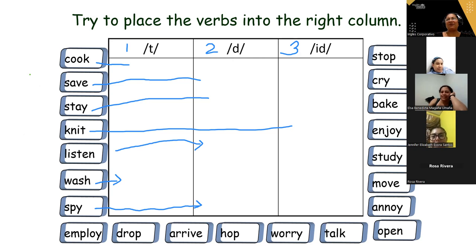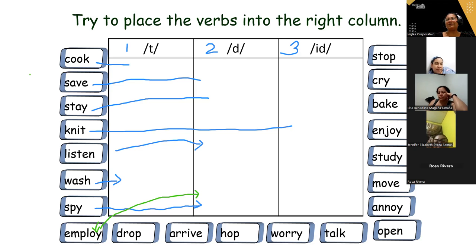Yes, porque para pertenecer al tercero, el último sonido tiene que ser t o d, y ese no termina en ese sonido. ¿Cómo termina ese? Employee. Ok. Entonces, ¿para dónde agarra? Para number two. Employed.